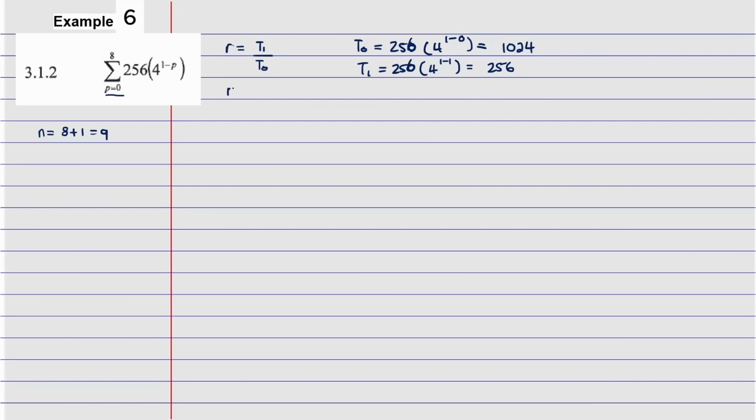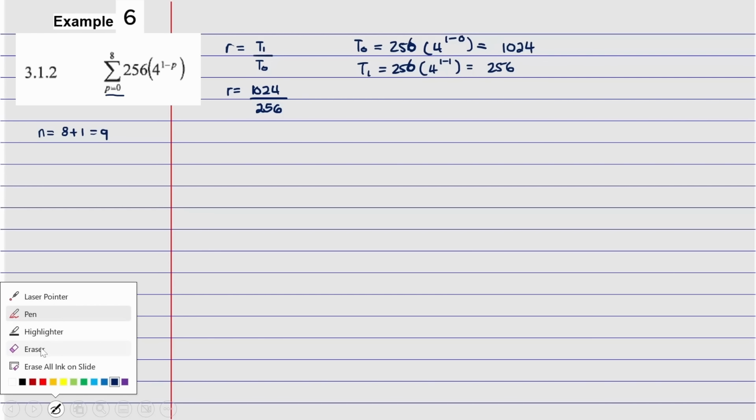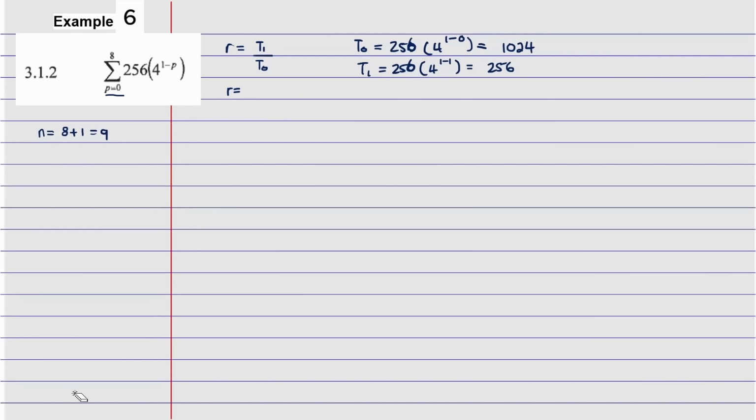So here r is going to be equal to what? Okay, no, I swapped them. So it's going to be t1. Remember the fact that t1 is 256, divided by t0, which is 1024. Punch that into the calculator. You're going to get that your r is equal to 1 over 4.